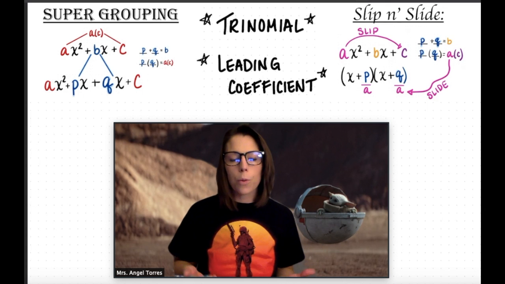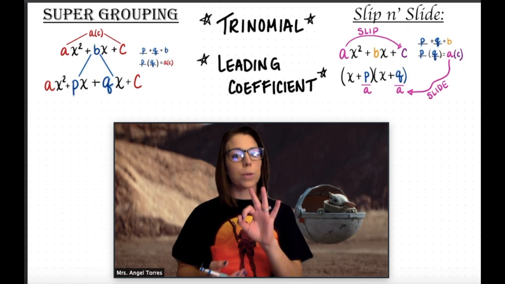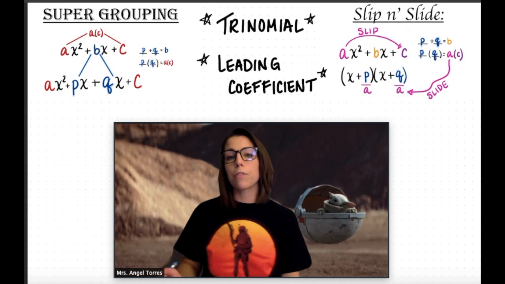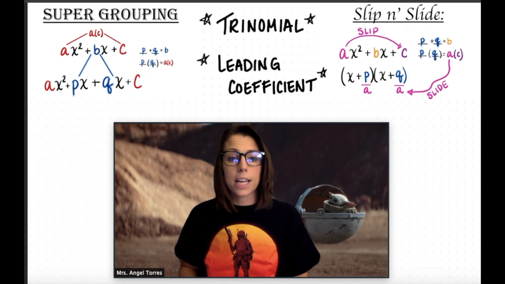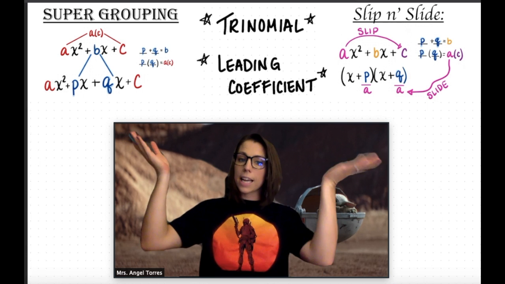So that means that we're looking at expressions that have three terms, and there is a number out in front that is greater than 1. There are two methods that we're going to be going over in today's video: supergrouping and slip and slide.